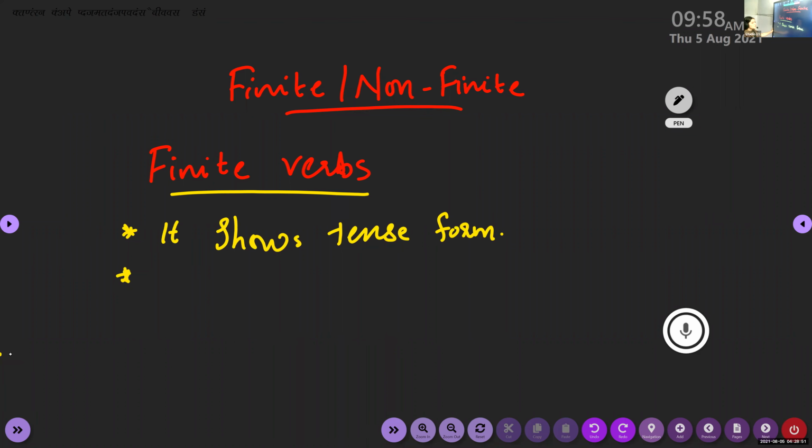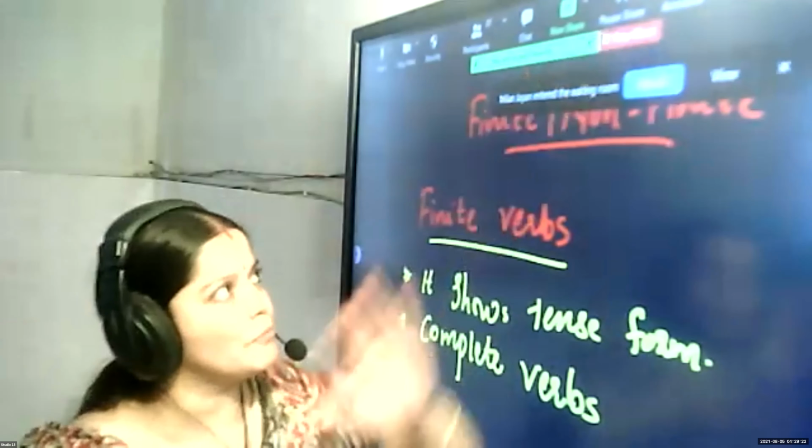Second point. This is also called a complete verb. Isn't it, children? This is also known as a complete verb. Why is it called a complete verb, children? Because it helps us to identify the tense form, isn't it? It is a complete verb because it helps us to identify the tense form. Okay, along with the auxiliary verb plus main verb, a verb has its 4 forms, isn't it? It has a present form, a past form, a past participle form, and a present participle form, isn't it?